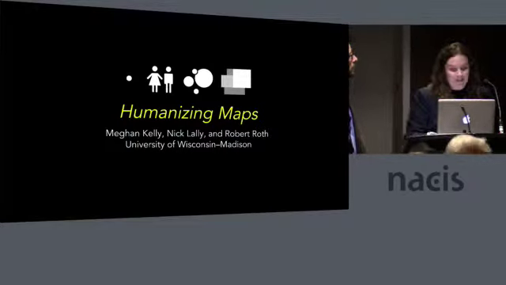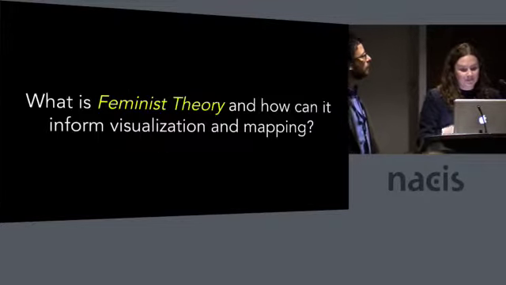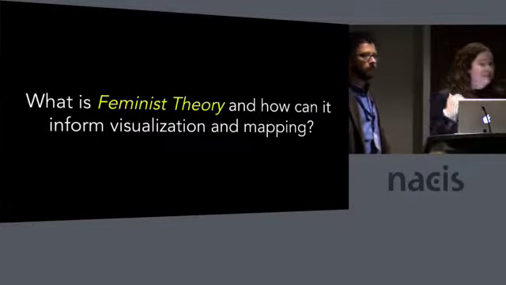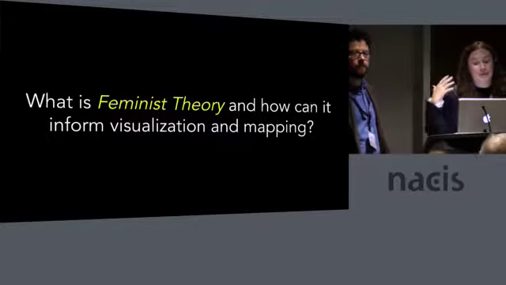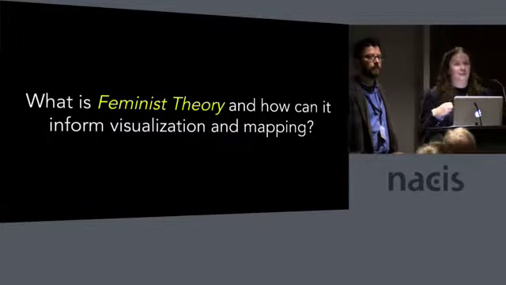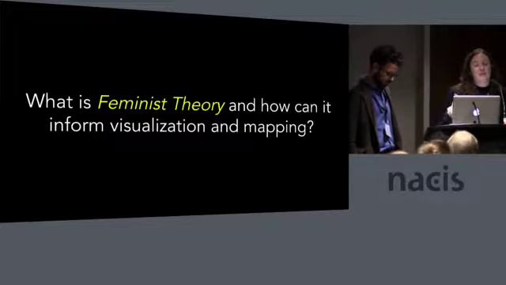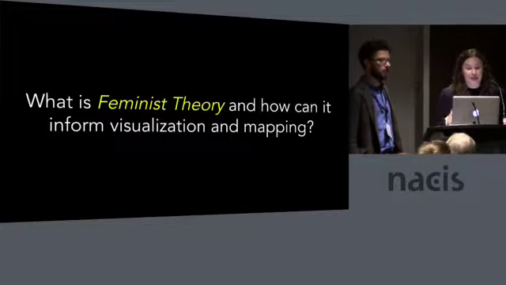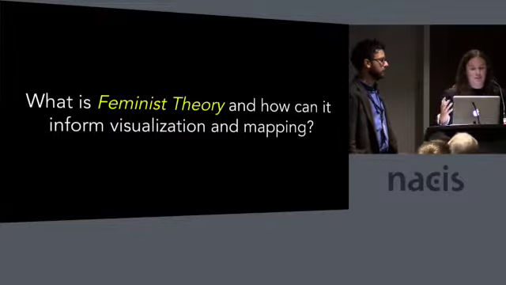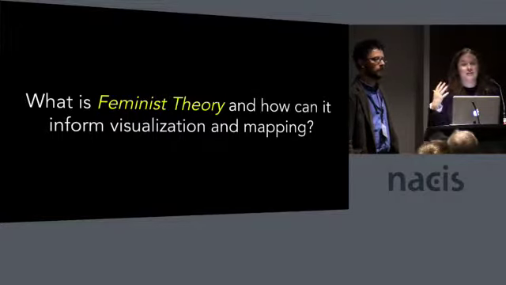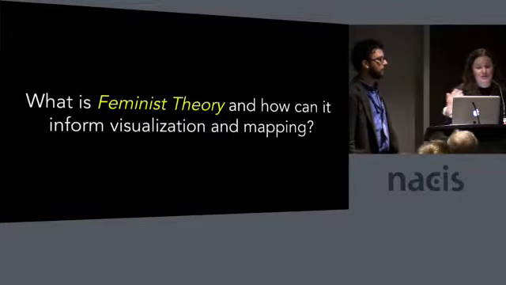And so the title of our talk is Humanizing Maps. We're in the social theory session, and so what we've been thinking through is what is the relationship, or what can feminist theory offer cartography? In this broader intellectual project, how can we use feminist theory as a particular lens to rethink conventions and rethink some of the strategies that we default to?